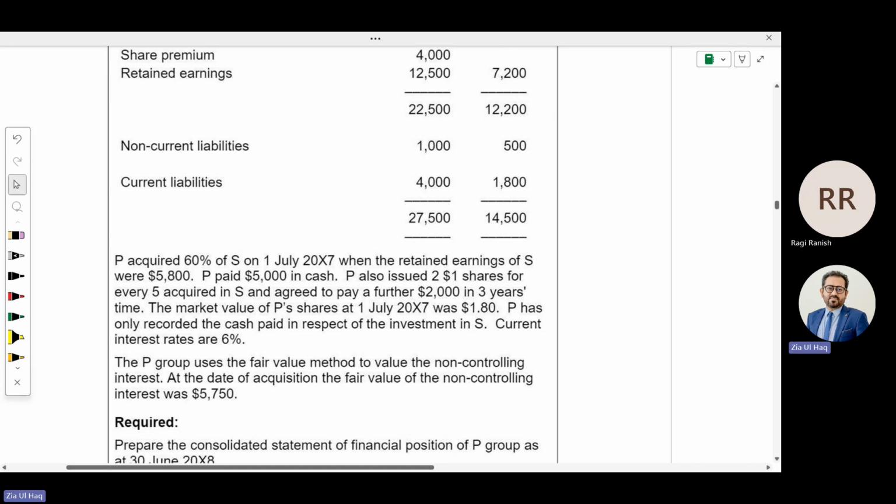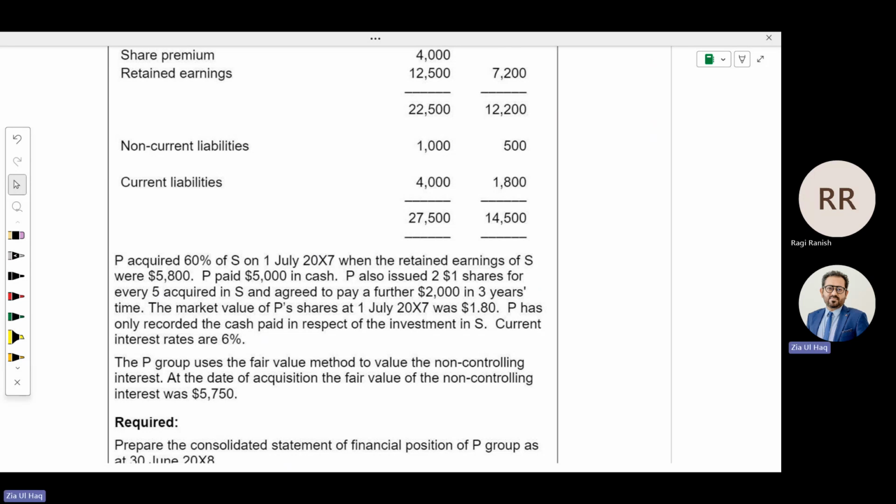P acquired 60% of S on 1st July 2027 when the retained earnings of S were 5,800. S means subsidiary. Retained earnings at the time of acquisition were 5,800 while the reporting date figure is 7,200. How much is the change? 1,400? Yes. 60% is parent company, 40% is NCI. P paid 5,000 in cash.